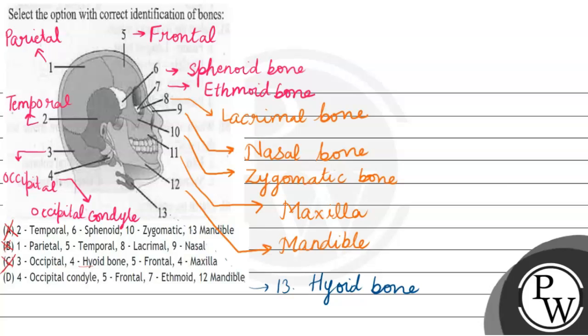And now comes to the D option, that for fourth we have occipital condyle, which is correct. For fifth we have frontal bone, which is also correct. For seventh we have ethmoid bone, and for 12th we have mandible. The D option is correct answer for the given question regarding the numbering and naming of the bones. I hope the question is understood to you.